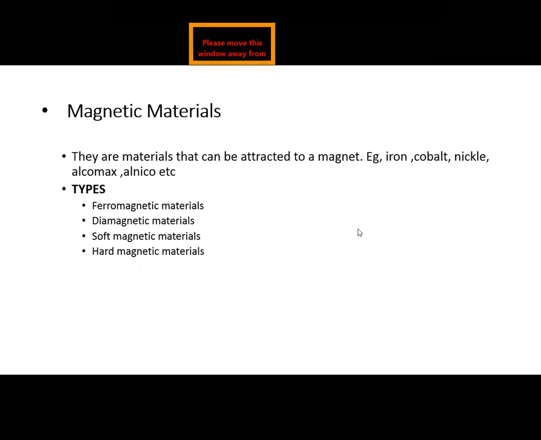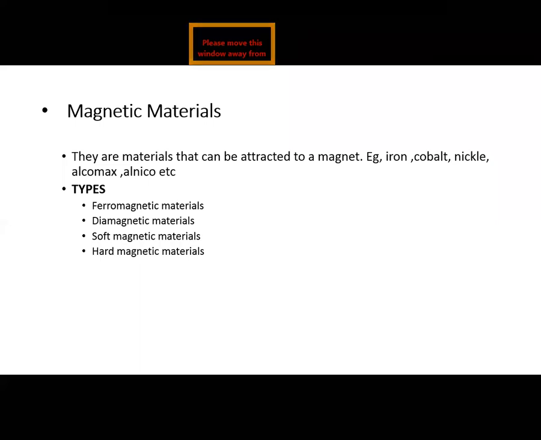Ferromagnetic materials are materials that can be attracted by magnets. Okay, all these materials you are seeing here can be attracted by a magnet, but it's based on the strength. If you talk about the ferromagnetic material, let's say they are materials that are strongly attracted by a magnet. They have a strong attraction.